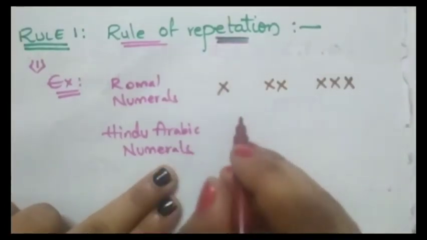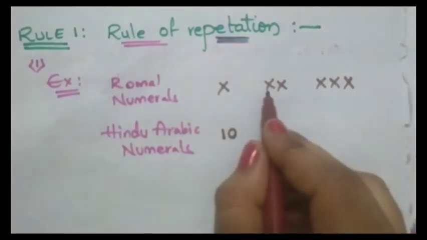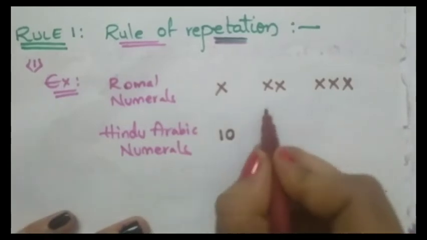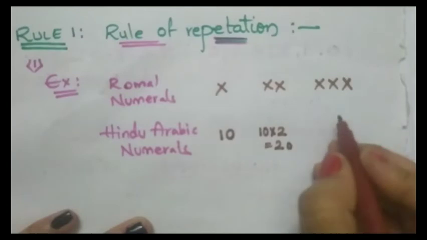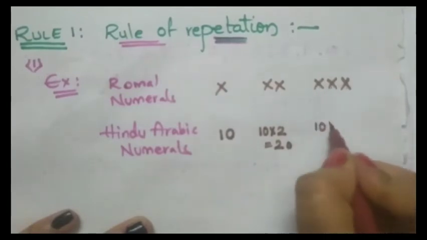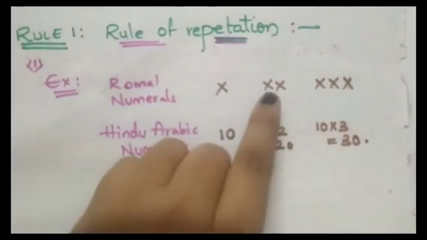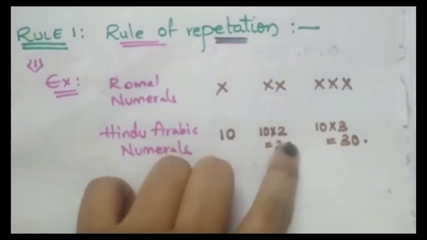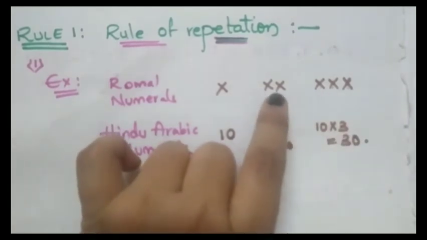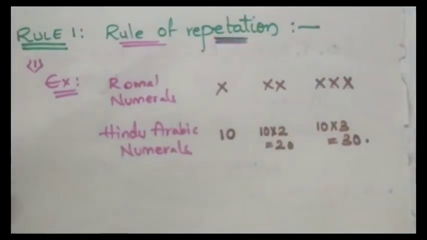As we know already, X means 10 in Hindu Arabic numerals. Here, how many times is it repeated? 2 times. So we multiply with 2, and 10 twos are 20. Here, 1, 2, 3, so 10 into 3, 30 is the answer. If it is repeated 2 times we multiply with 2, if 3 times we multiply with 3. This is the first point in the rule of repetition.